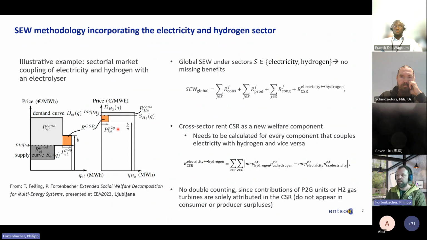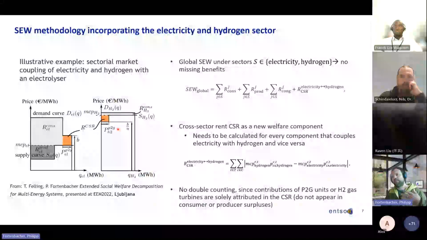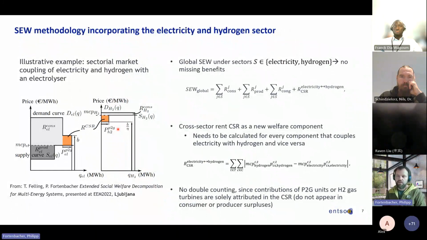But here we have the sector coupling, so we couple markets. Whereas with the congestion rent we couple markets in space, here we would couple markets in a sectoral way. That's the only difference, and that's why the cross-sector rent is dependent on the price difference between these markets.